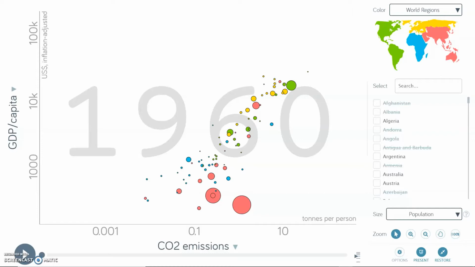CO2 emissions per person refers to the quantity of carbon dioxide emitted per person, measured in tons for our example.